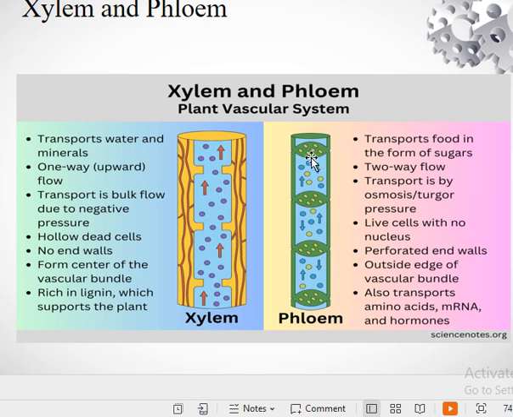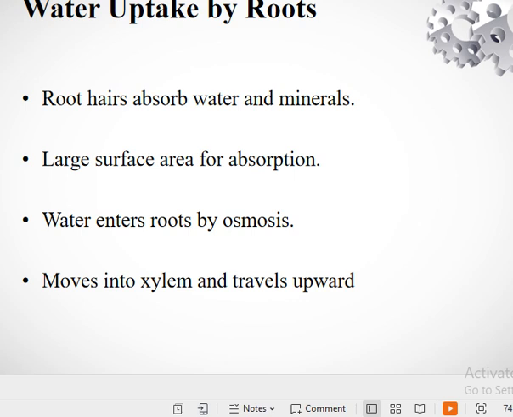Sieve tubes are also called perforation tubes, and are responsible for the movement of food and other particles from one part to another, in the upward and downward direction. This movement is responsible for the transport of food from one body part to another body part of the plant.